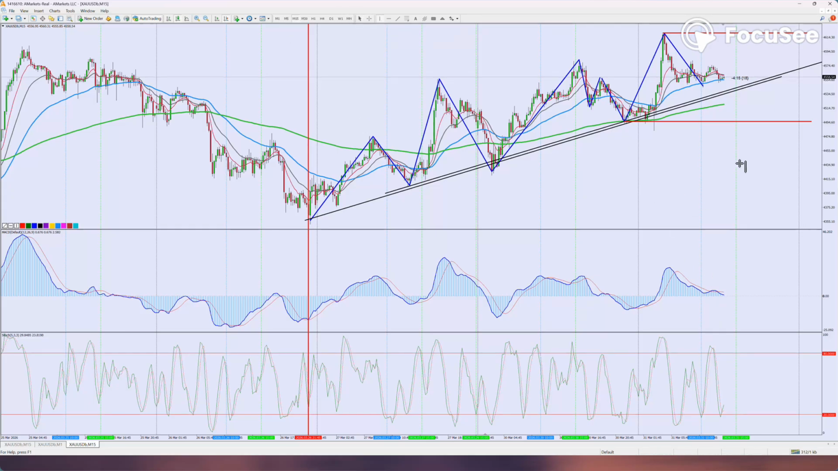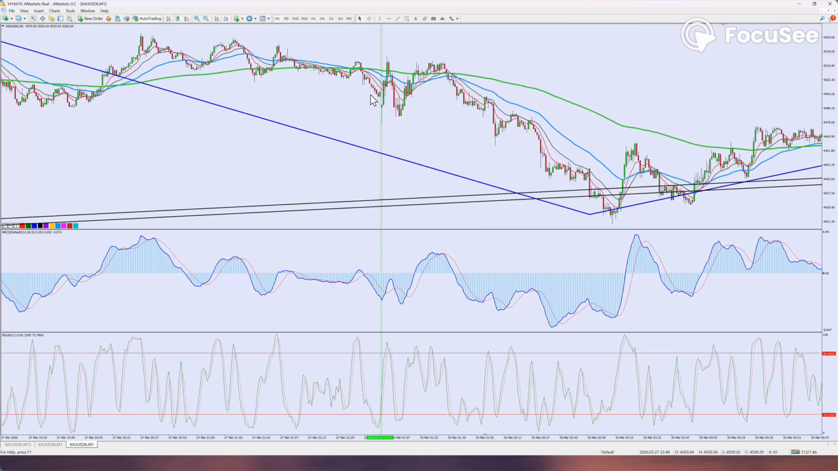I put another line where the stochastic just crosses up. That's the low of the stochastic. So I take this area and I go to the lower chart, the lower time frame. Go to the 1 minute chart.